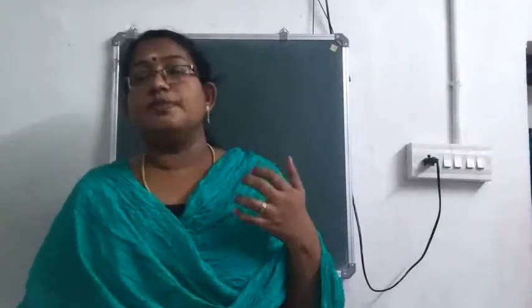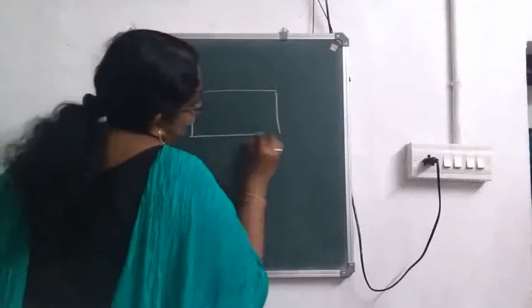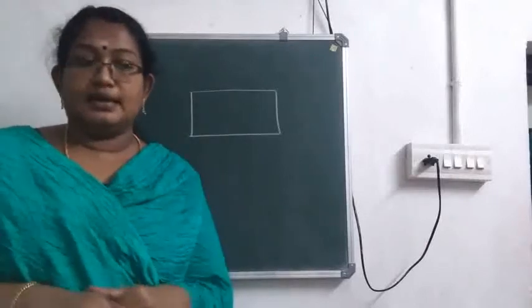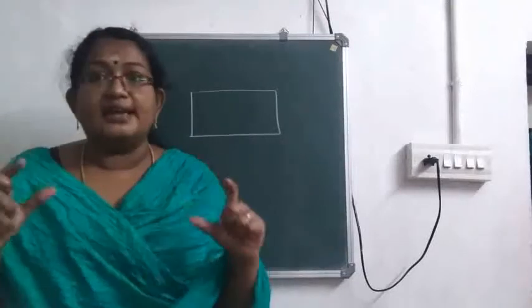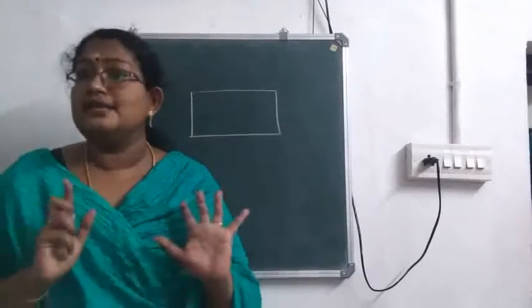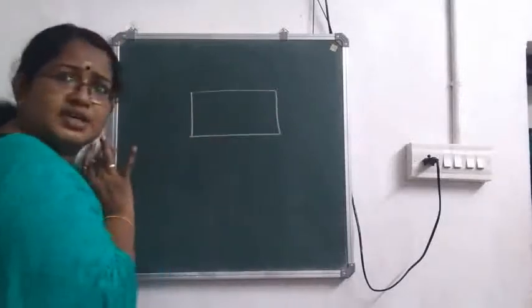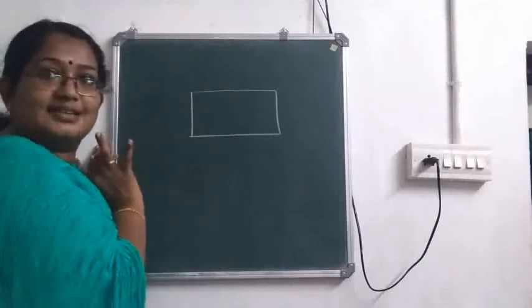For that, first we'll be taking a chart paper and a rectangular glass slab. Keep this rectangular glass slab on the chart paper and draw the outline. That is our first step. Now the next thing is to remove the rectangular glass slab. So we'll be getting a rectangle there, isn't it?